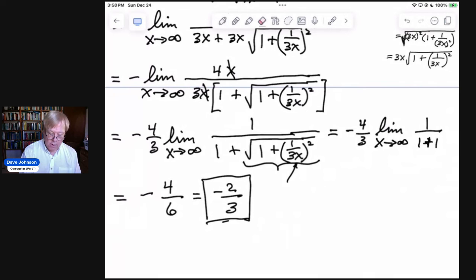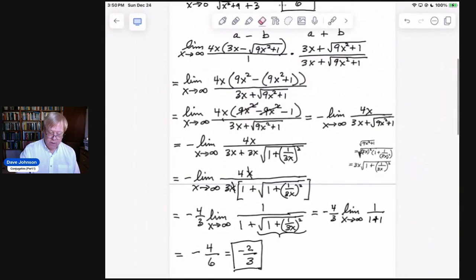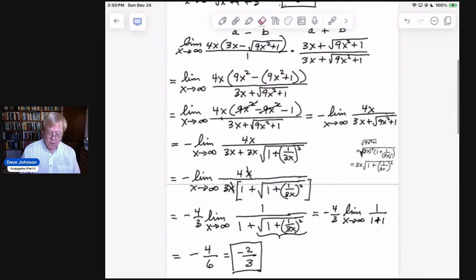Obviously there was a little bit more work involved in this one because once we applied the square root conjugate, we still had to figure out what to do with that radical that was in the denominator. And you're going to see problems like this in your homework in calculus. So study this example carefully. Make sure you understand every step.